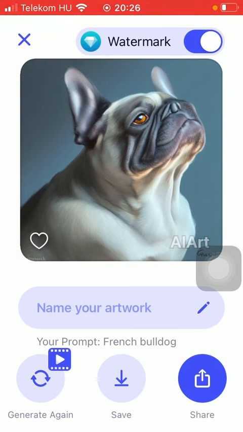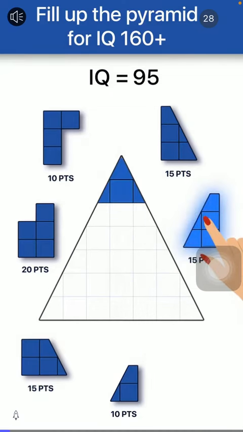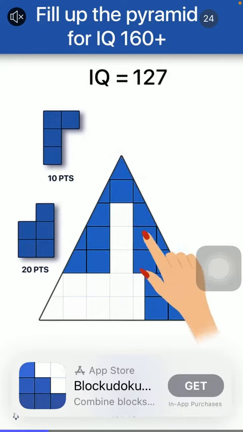If you want to generate it again, tap on the generate again button down below in the left side corner of the screen, but you need to watch another ad to create the new picture.